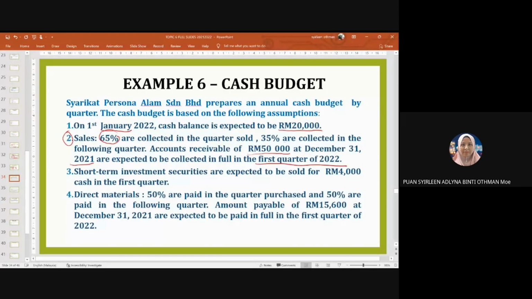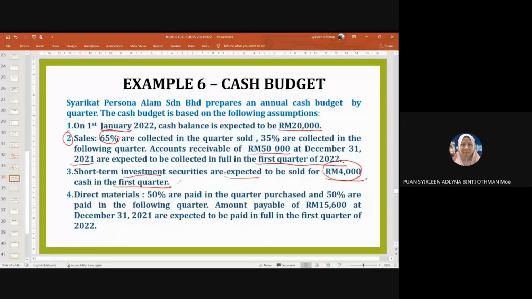Alright. Okay, short-term investment security. Yang ni awak ada investment, lepas tu awak nak jual pada nilai 4,000 in the first quarter. So in the first quarter nanti you akan ada terimaan tambahan which is 4,000 from your investment.